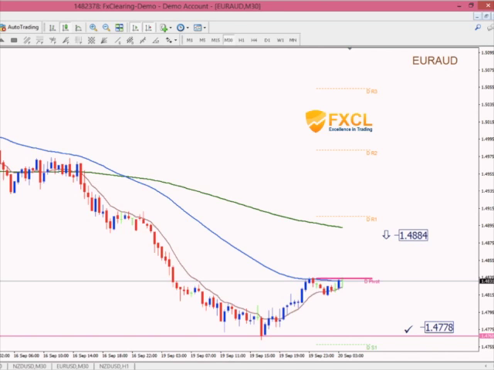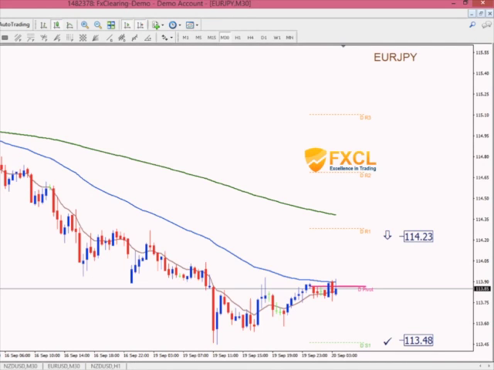All right, let's take a look at the Euro Yen. Euro Yen, again, look at it. There's something we got to realize here. Every chart I brought up, it's all the same. They're all sideways and there's no price action. So we just need this to give us a pullback to this 114.23 area. We'll get out at 113.48. This is a great trade.